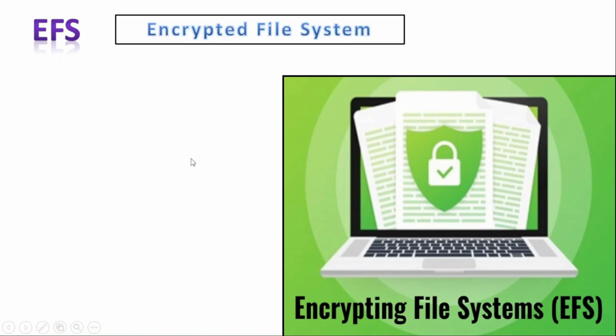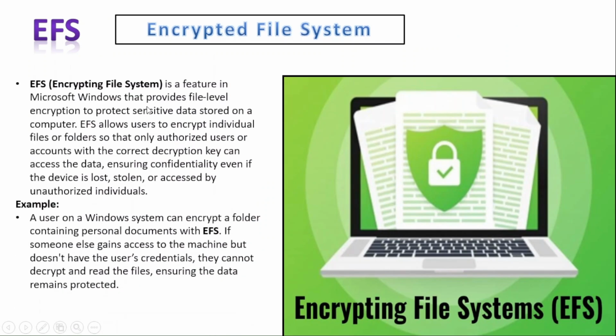EFS, that is Encrypting File System. So EFS, Encrypting File System, is a feature in Microsoft Windows that provides file-level encryption to protect sensitive data stored on a computer. EFS allows users to encrypt individual files or folders so that only authorized users or accounts with the correct decryption key can access the data, ensuring confidentiality even if the device is lost, stolen, or accessed by unauthorized individuals. Example: a user on a Windows system can encrypt a folder containing personal documents with EFS.